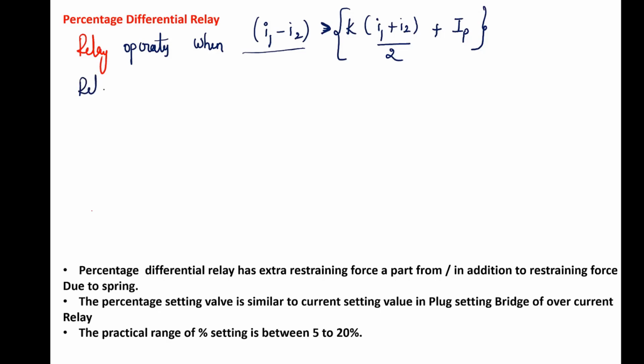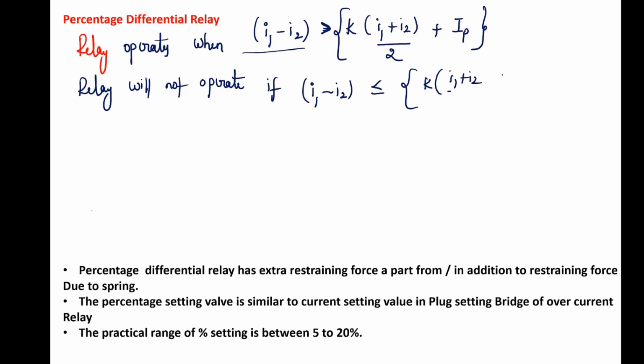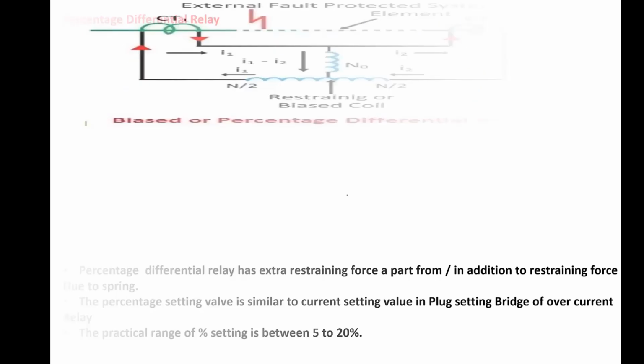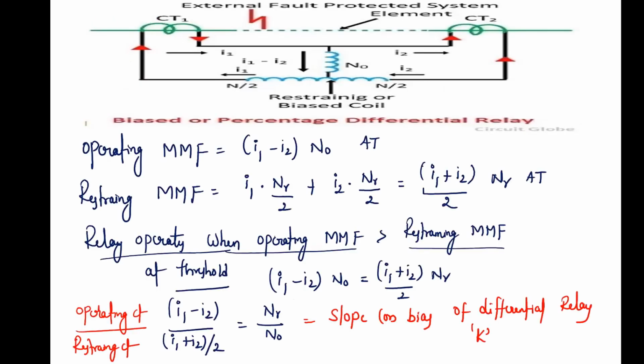The relay will not operate if my operating current, that is I1 minus I2, or sometimes I1 difference I2, is less than or equal to bias times restraining current plus pickup current. So this is the condition where the percentage differential relay will operate or will not operate.